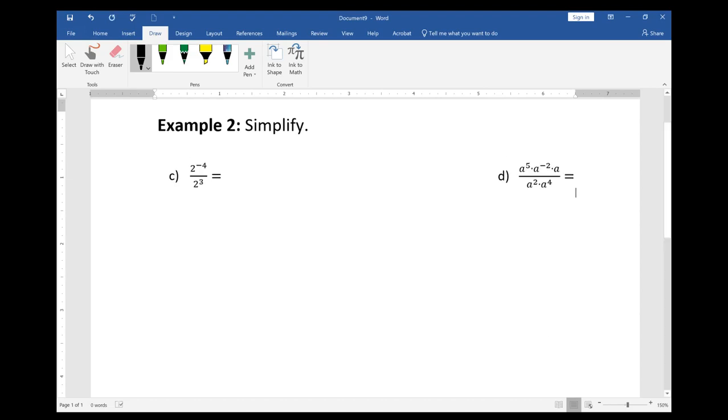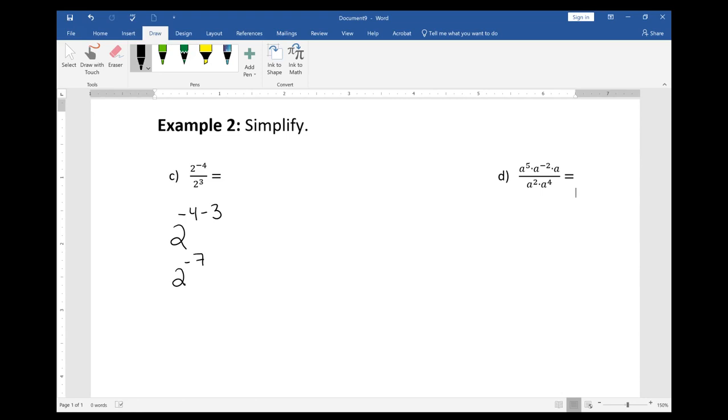Example 2, Part C. Simplify 2 to the power of negative 4 over 2 to the power of 3. Since we have the same base and we are dividing, following our rules of exponents, we could just keep the base and subtract the exponents. Therefore, to simplify, we will have 2 to the power of negative 4 minus 3. Negative 4 minus 3 would give us negative 7. So 2 to the power of negative 7.